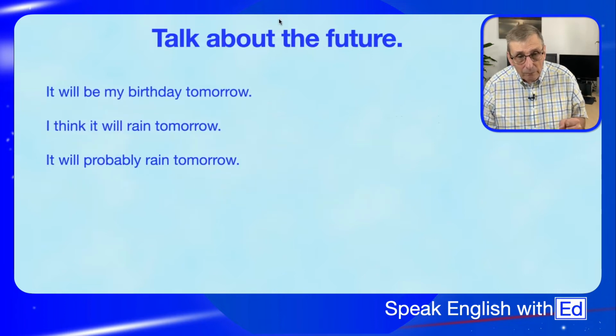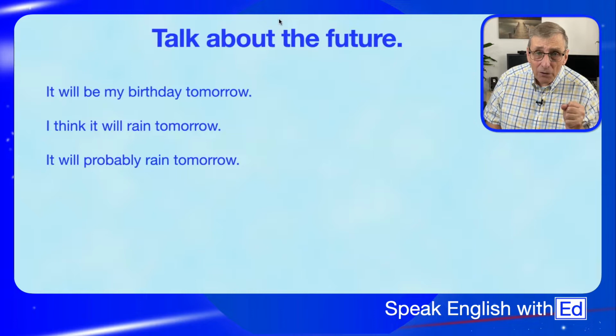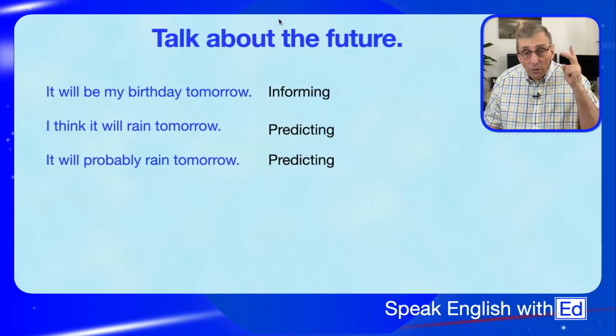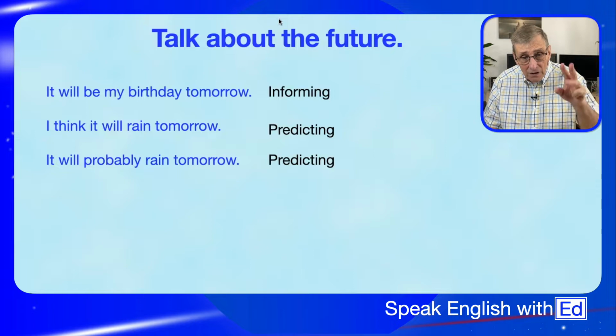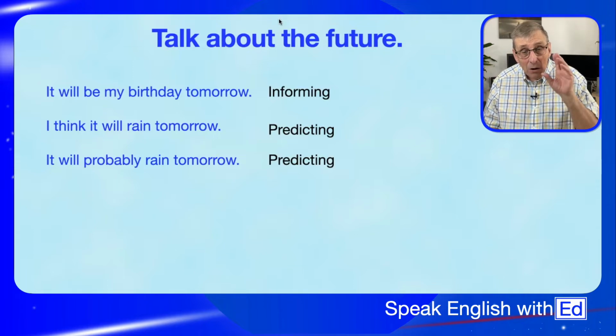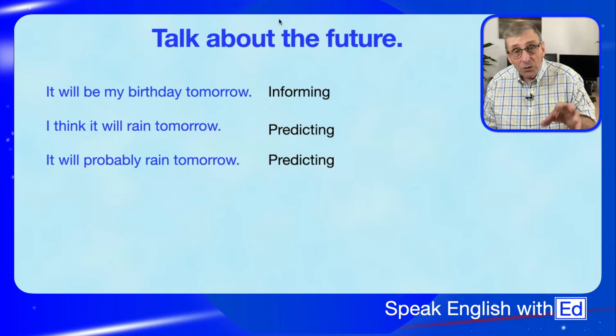So, what do these three sentences have in common then? We know that the first one is informing. We know that the second two, the last two, are predicting, so it isn't informing or predicting that's the thing in common. But there is something else in common about these sentences. Do you see what it is?